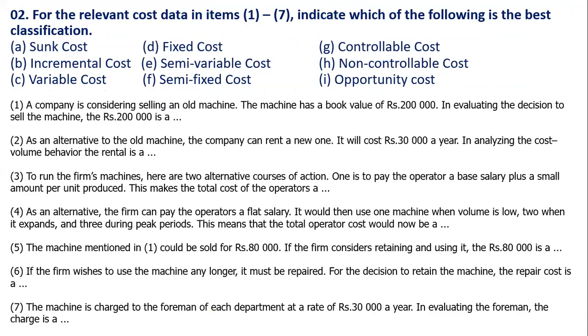So you can see that you are given 7 items, right? You are actually given 7 scenarios. For the relevant cost data in items 1 to 7, indicate which of the following is the best classification, right? You are given different cost classifications like sunk cost, fixed cost, controllable cost. Likewise, you can see there are 1, 2, 3, 4, 5, 6, 7, 8, 9 categories. The 9 types of cost categories.